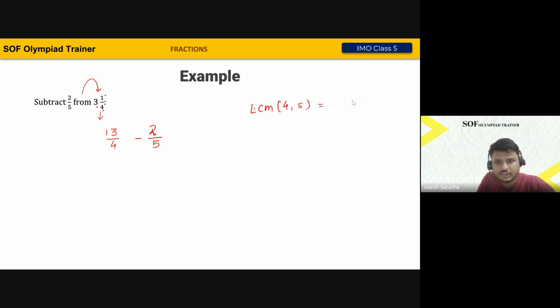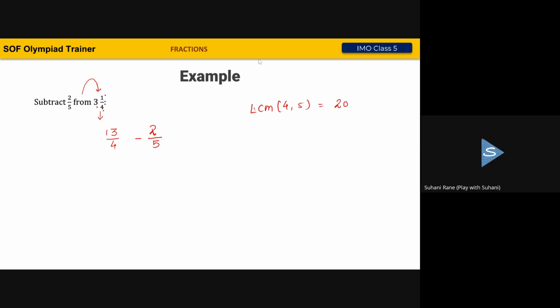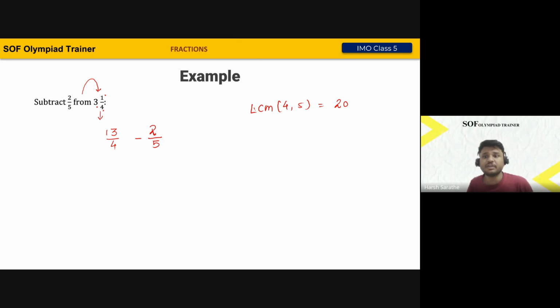Sir, 20. Yes. We have studied one property, that whenever you have two co-prime numbers, the LCM is their product. So 4 and 5 are co-prime numbers, so the LCM will definitely be their product. So 20 will be the LCM. So this 20 indicates that you need to create 20 in the denominator.